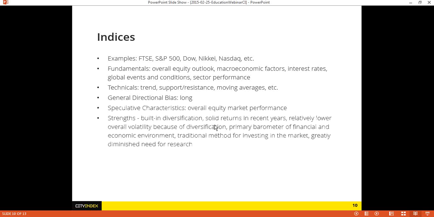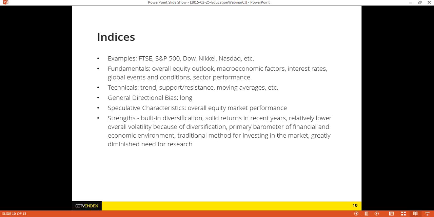The strengths of trading indices: built-in diversification. Okay, so you look at the FTSE, it has 100 different major shares in the UK market. The S&P 500 is 500, so it's built-in diversification in that respect. Okay, solid returns in recent years. The last 6 years, at least in the U.S., indices have seen remarkable returns.